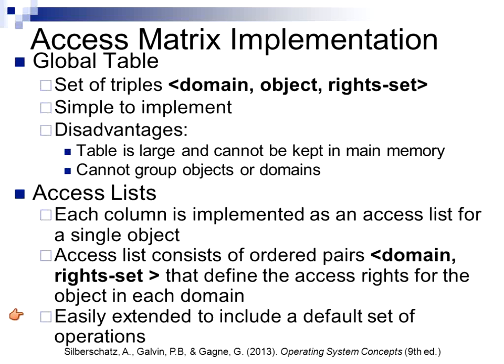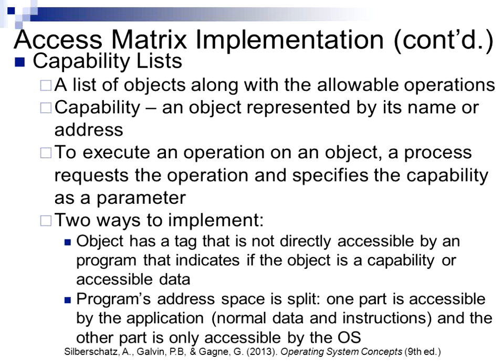It also allows us to easily extend the access matrix to include a default set of operations. In other words, we might say if a domain's not listed in the access list, then by default it has these rights to this object. Okay? So that's just another way that we can implement an access matrix. And again, we're just looking at how to implement protection in an operating system.